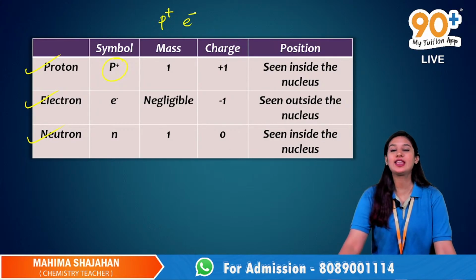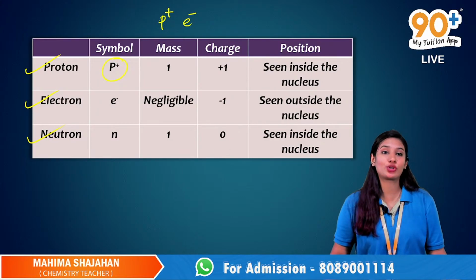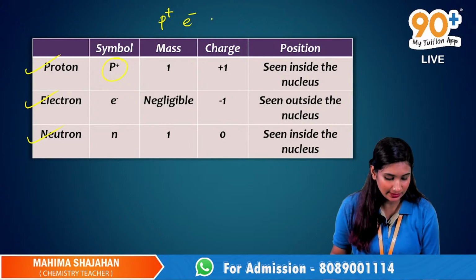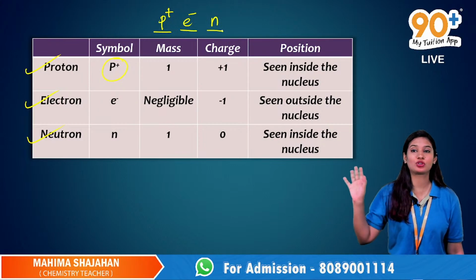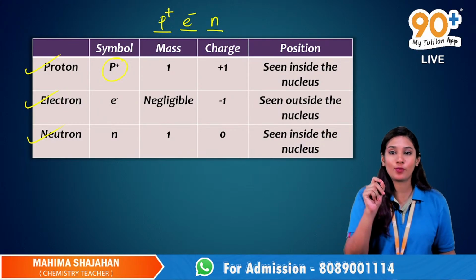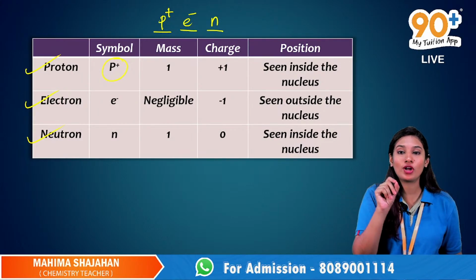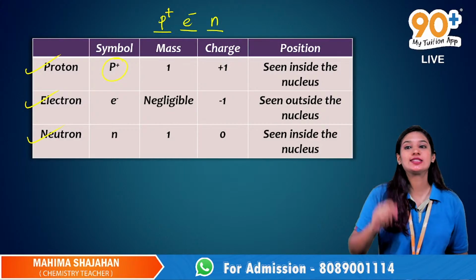Now what about electron? Electron is E minus. Neutron you can represent with a small n. All of these are small letters. Small p with positive, small e with a negative charge, and small n.